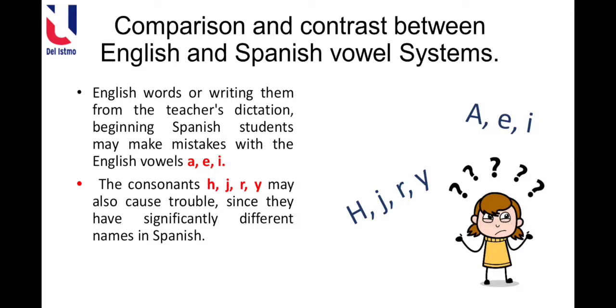same vowels, but as we know, vowels in English are different phonemes. Spanish learners also make mistakes with consonants such as H, G, R, Y, because we as Spanish speakers say them differently. They may also cause trouble since they have significantly different names in Spanish.